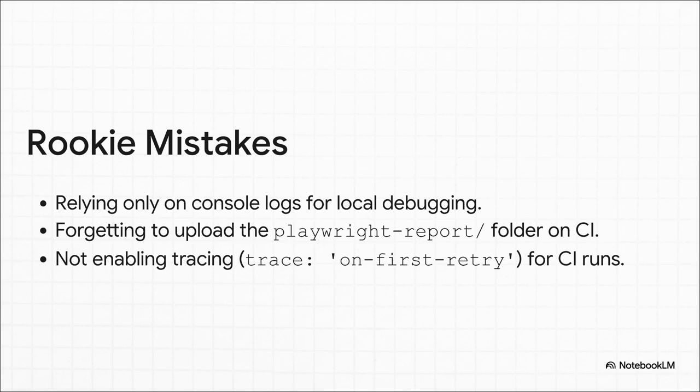Okay, these are the 3 rookie mistakes almost everyone makes starting out. First, still trying to debug locally with just console logs, completely ignoring the power of UI mode. Second, running tests on CI but then forgetting to save the Playwright report folder. If you don't save it as an artifact, all that valuable diagnostic data is just gone. And third, not enabling tracing for CI runs. Without a trace, your HTML report is missing its most powerful feature.